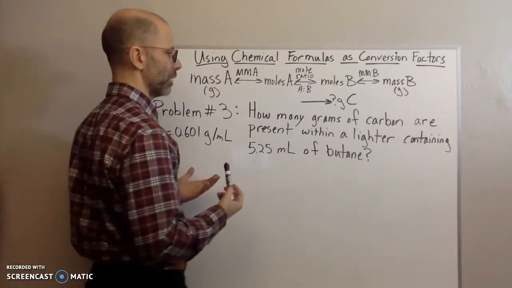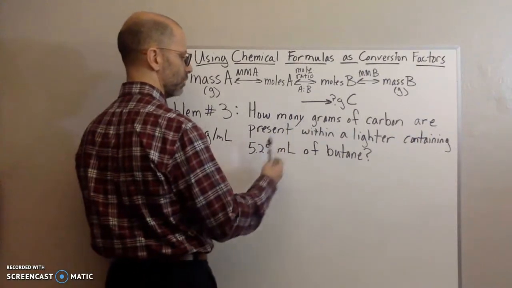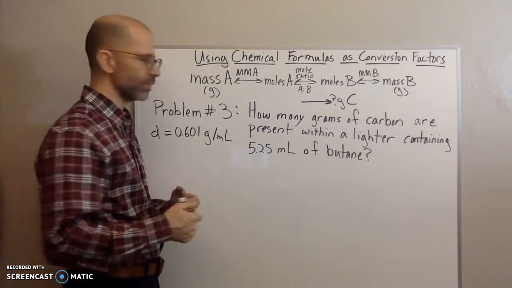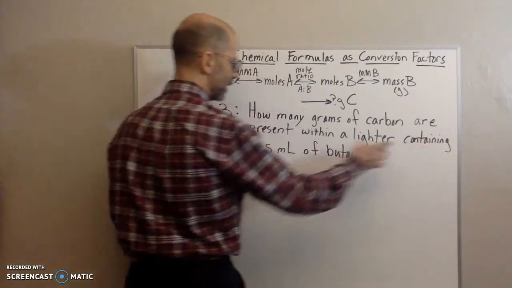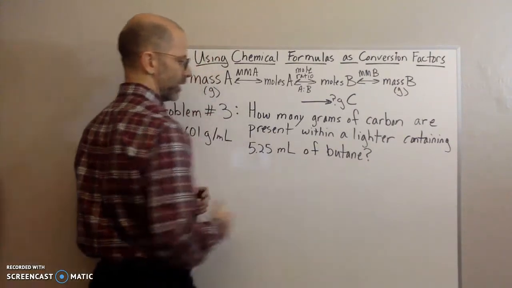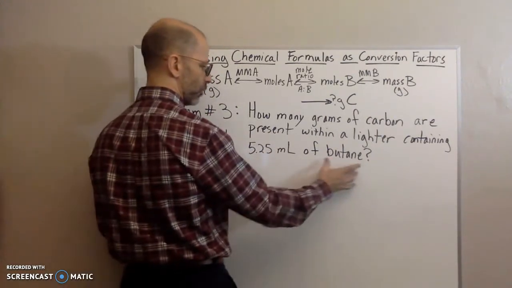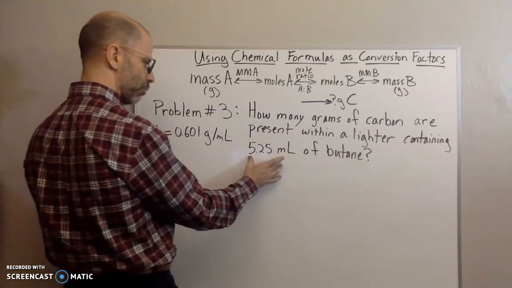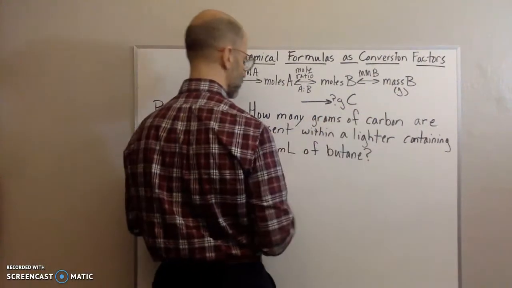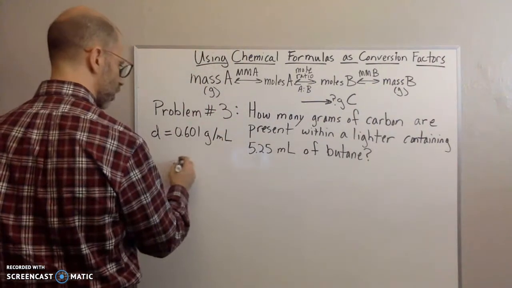We have to keep reading the problem. How many grams of carbon are present within a lighter, like one of the lighters that you light your cigarettes with, containing 5.25 milliliters of butane? So this is where we have to begin. We have 5.25 milliliters of butane, and we want to get to grams of carbon. So we're going to start with the butane.